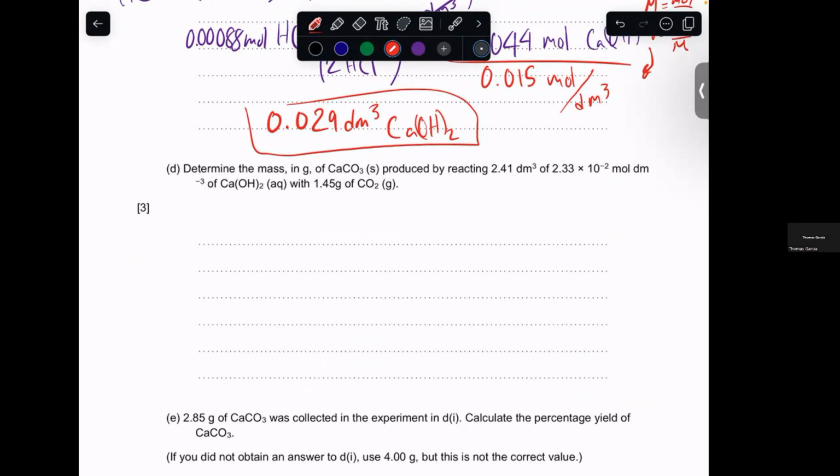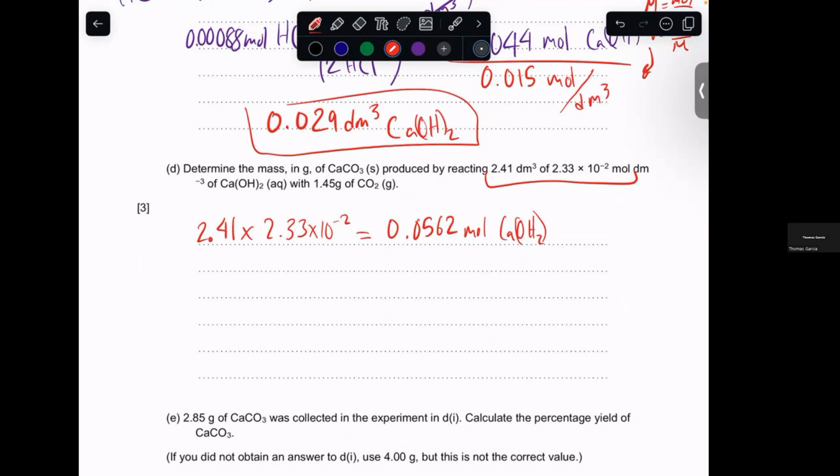So for D, what we really have to first do is just figure out which is the limiting reagent. So we're going to start out by finding moles of calcium hydroxide, by using our volume and molarity. 2.41 times 2.33 times 10 to the minus second is going to get us our mole value, because decimeters will cancel out, and that will be 0.0562 mole Ca(OH)2.